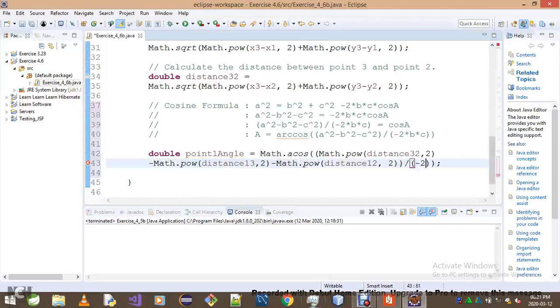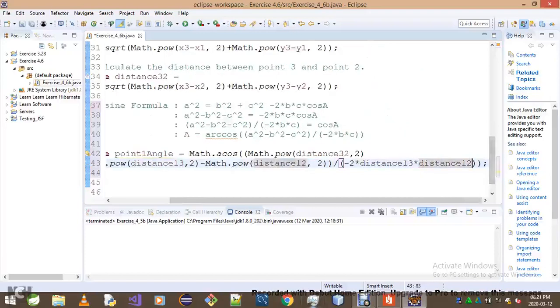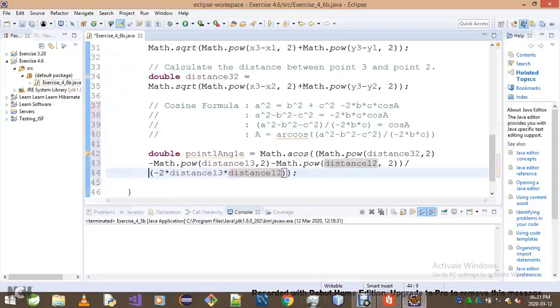So it's minus 2 multiplied by, again, here's my B. And then lastly, here's my C. Seems like we're good now. This will do it for our first angle.